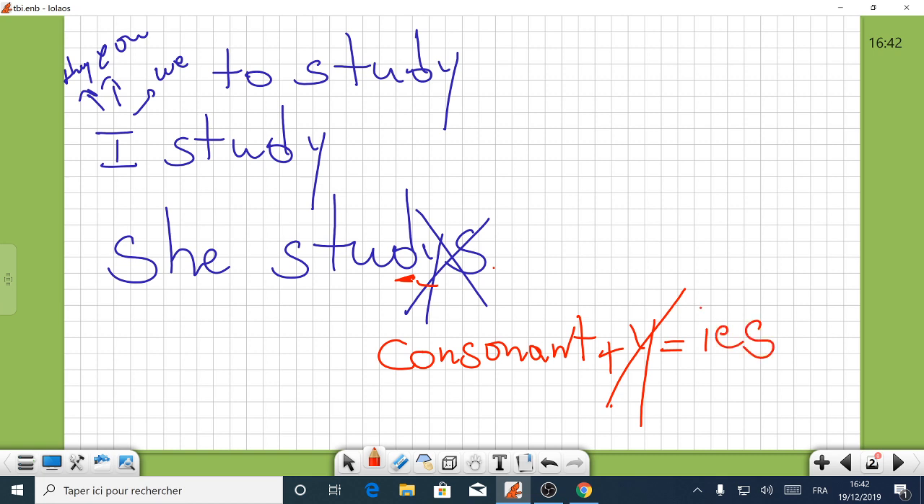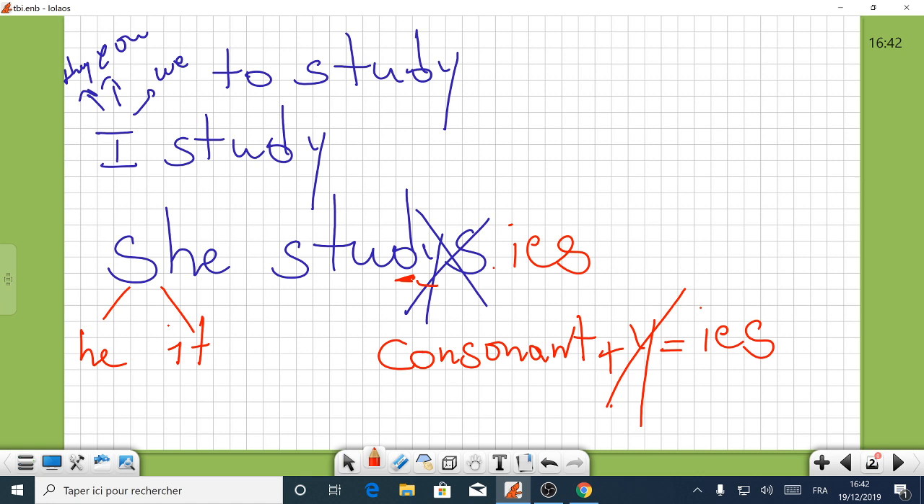Which means here in he and she and it, of course, as I say, we have here I, you, we, and they, and here we have he and it and she. They are one group. So what do we say? Studies. Okay? She studies with ies. So this is the first exception.